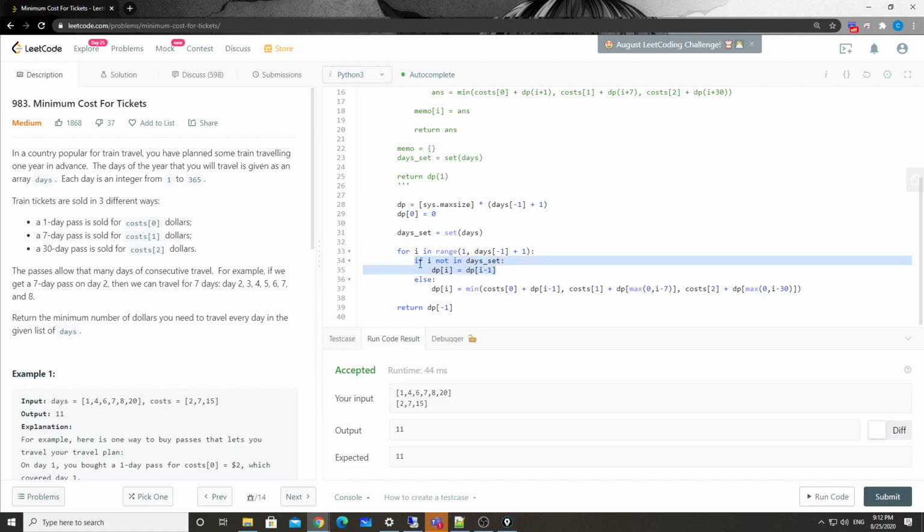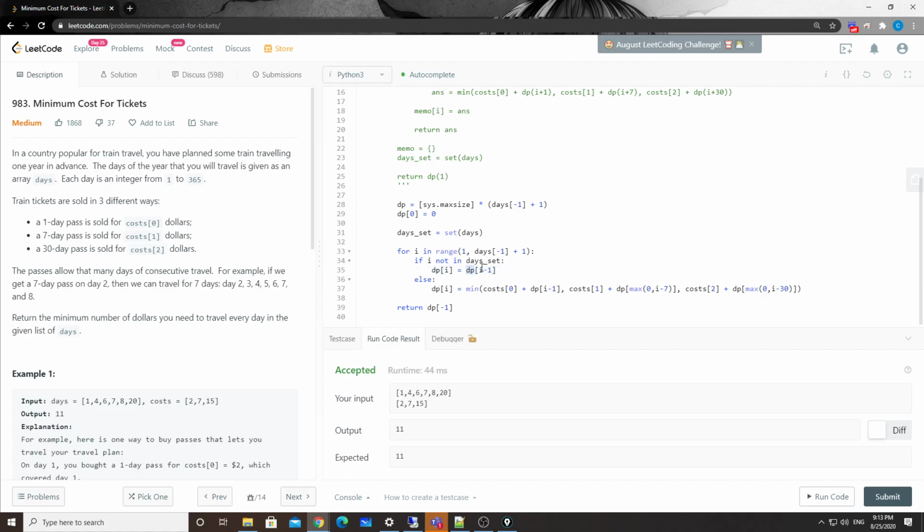This if statement is something you need to remember. Basically, if there's something that we don't have to do at DPI, we can always do a DPI minus one. I think it's similar to the string DP problem.